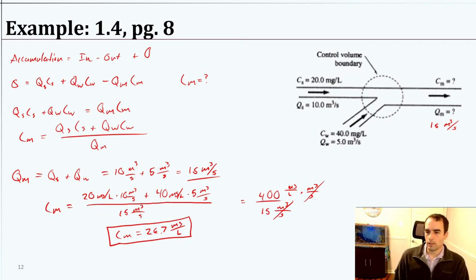One thing I can check is, okay, 26.7, is that greater than the small one? Because we started with 20 in the mainstream, and we added to that something that's a higher concentration. And so we'd expect that at minimum it's 20, and in fact it should be more than 20. Likewise, we can check at most it could be 40, because that's the higher of the two. And in fact, it should be less than 40 because we're diluting it. And in fact, it is between 20 and 40, so I'm confident that if I did make a mistake, it was very small and it's probably correct.